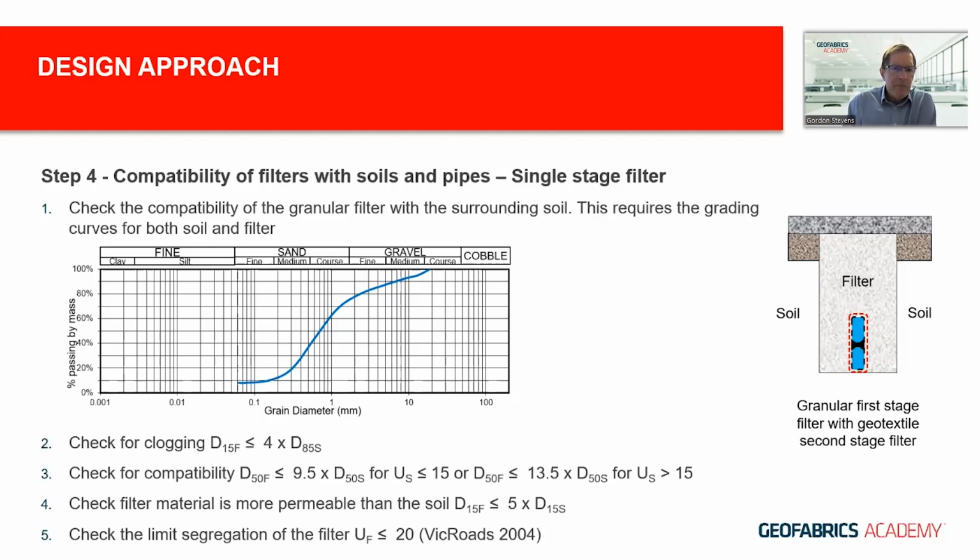So first calculation is to check for clogging, and the D15 and D85 filter criteria is really the principal filter criteria to ensure stability and any loss of fines in your drain. So these are important filter criteria, and you can see that's the formula for ensuring that the filter doesn't clog over any period of time.